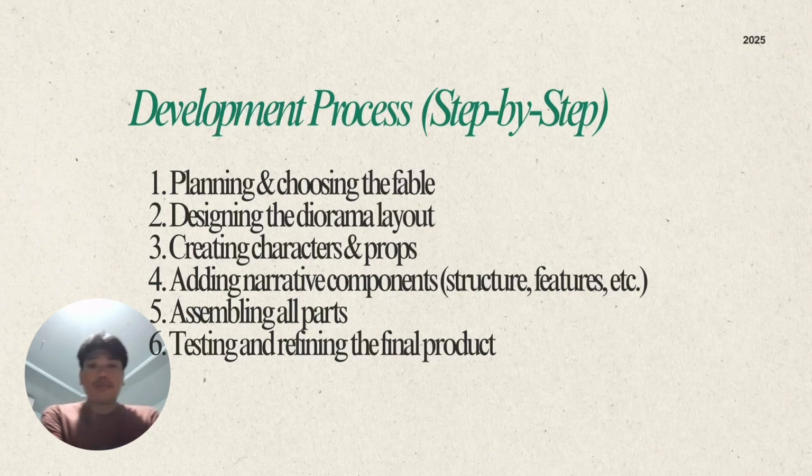Next is the development process, step by step. Number one is planning and choosing the fable. To establish a clear foundation for the project by selecting a suitable story and defining its goals. Choose a fable that matches the target audience. And then identify the moral lesson, decide the size, scale, and format of the diorama.